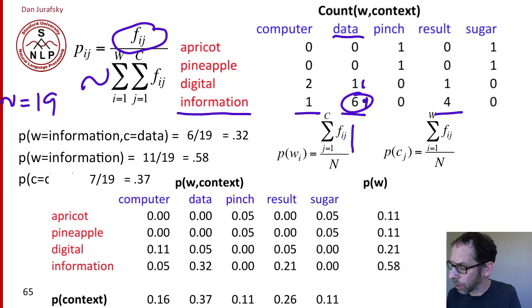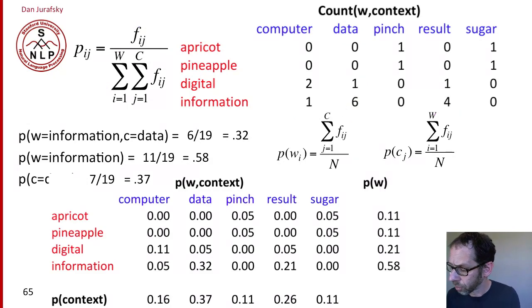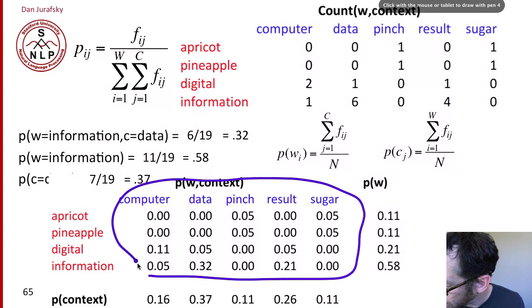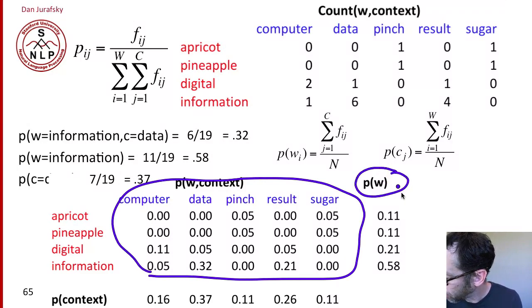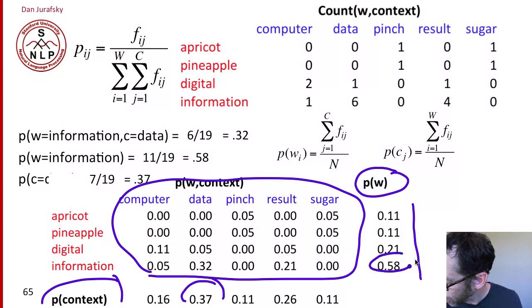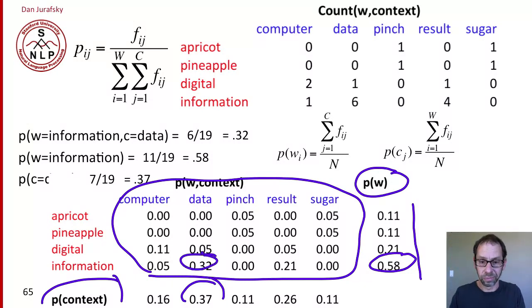If we do this computation for all of our examples, we'll get this little matrix. Here we have all the joint probabilities. Here we have the marginals, the probability of the words and the probability of the contexts. So again, here's our 0.37, that's the probability of data, here's our 0.58, that's the probability of the word information, and there's our 0.32. Good.